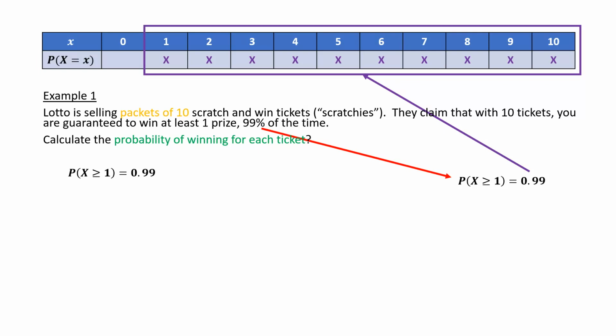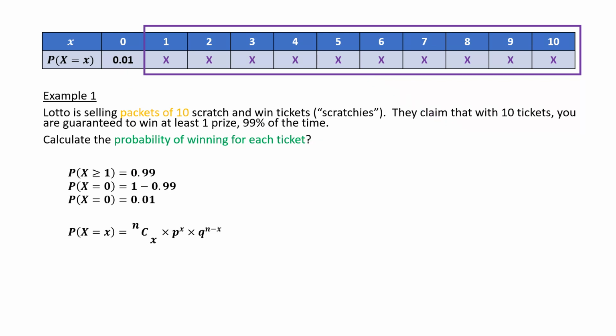So I'm going to write down P of X greater than or equal to 1 is 0.99, and if I subtract that away from 100% or from 1, the decimal of 1 minus 0.99 leaves me 0.01. So the probability of X equal to 0, that's winning no prizes, is 0.01. So I can pop that up here in the missing box, and I know the probability of winning no prizes is 0.01, 1%. Now that's the number I need to carry on with the problem.